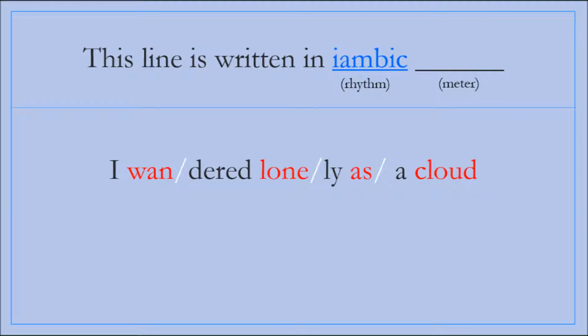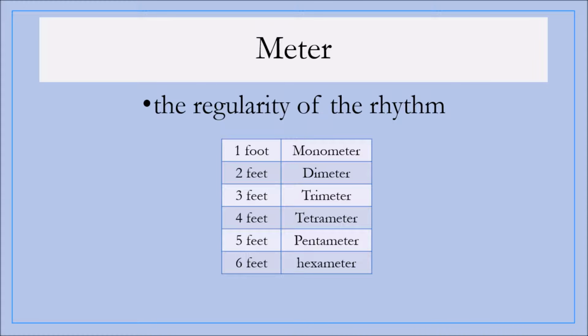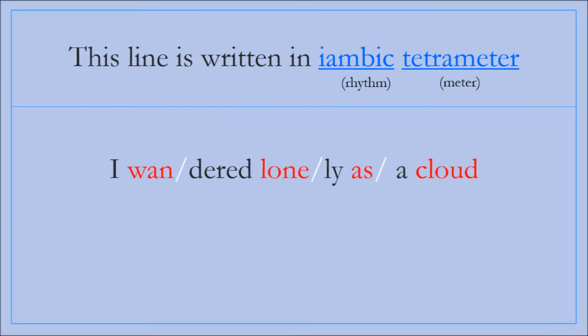Now to find the meter, how many iambic feet do we have? How many times do we have an unstressed syllable followed by a stressed syllable? Well, you may find it useful to count the stressed syllables on your fingers as you listen to yourself read. I wandered lonely as a cloud. There are 4 groups of unstressed and stressed syllables. So if we go back and check our meter table, we have 4 feet is tetrameter, which you can see I've marked out on there. So therefore this line is written in iambic tetrameter.